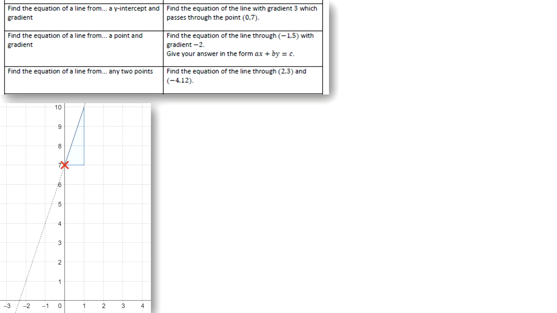Now the key bit for actually creating the equation for this one is to understand that y equals mx plus c gives you the equation of a line with a gradient m and a y-intercept of c. Now that should be a bit easier to do than some slightly messier ones.